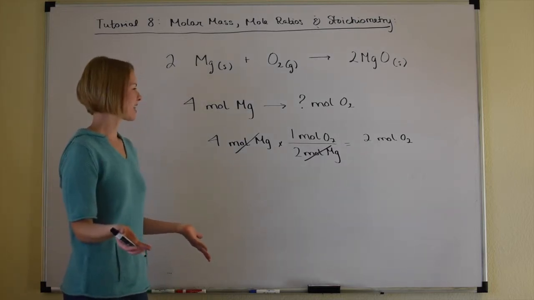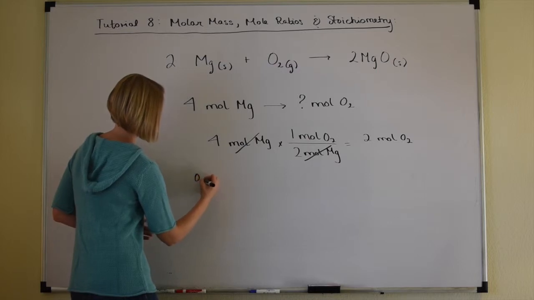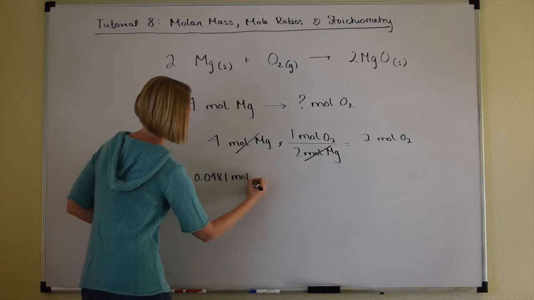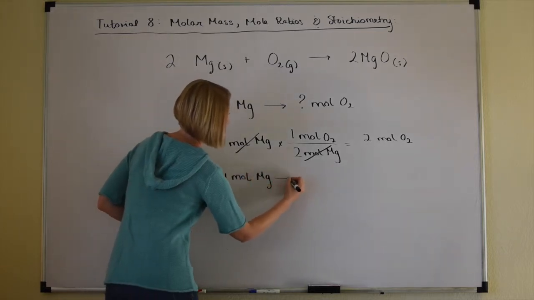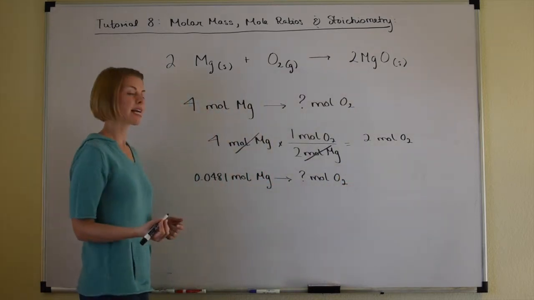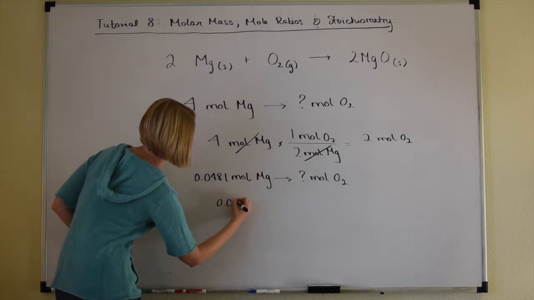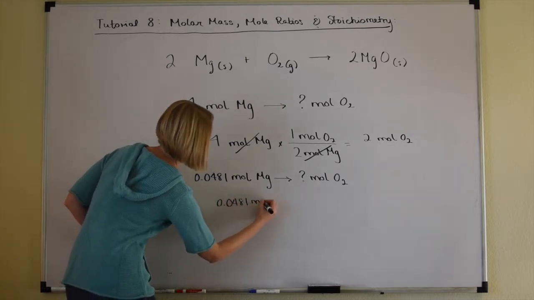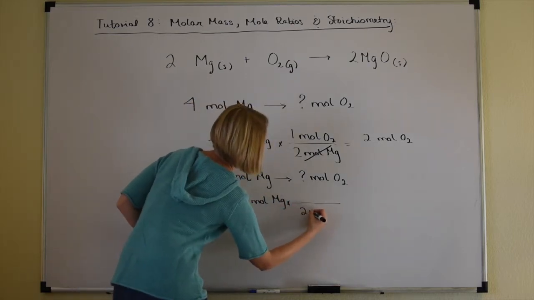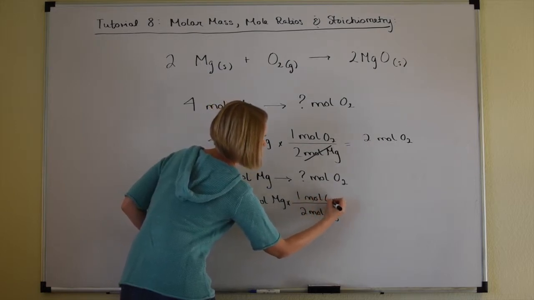but the numbers aren't always that pretty. Let's say that we wanted to react 0.0481 moles of magnesium. And we want to know how many moles of oxygen that is going to take. Okay, let's set this up. 0.0481 moles of magnesium. And for every 2 moles of magnesium, we know it's going to take 1 mole of oxygen.